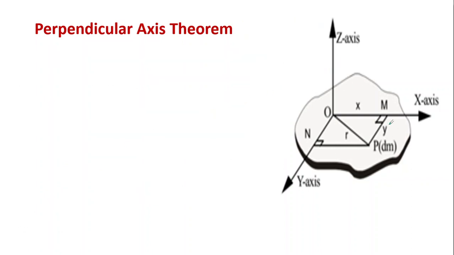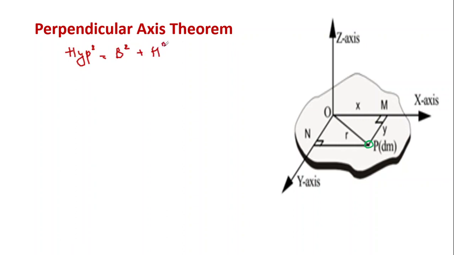For a plane body, consider a point P, which is at a distance of r from z-axis, at a distance of y from x-axis, and at a distance of x from y-axis. For this theorem to be proved, you need to use Pythagoras theorem. Pythagoras theorem is applicable for right angle triangles, and it states that hypotenuse square will be equal to base square plus height square.